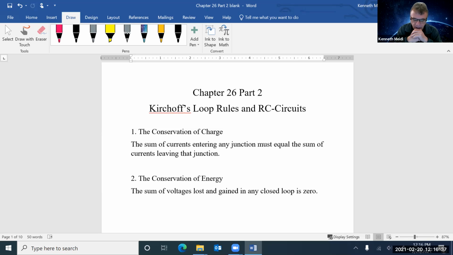And voltage is directly proportional to energies here, right? Voltage is joules per coulomb. So the sum of voltages, the joules per coulomb lost and gained in any closed loop, is 0. And that's really a statement of conservation of energy. I'll show you what a loop means here, because when we look at Kirchhoff's loop rules, we even see this idea of a loop showing up. But these are not really new ideas. These are really just basic fundamentals.